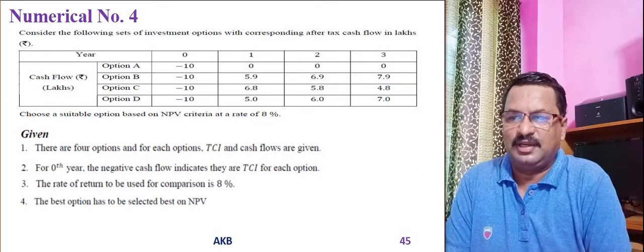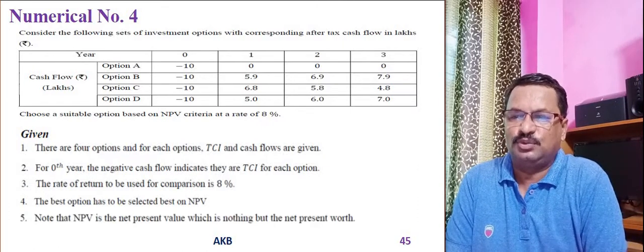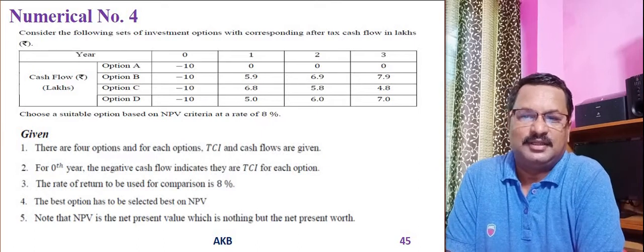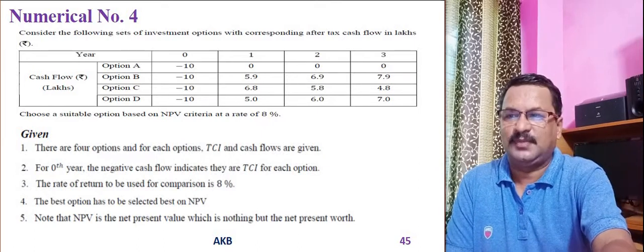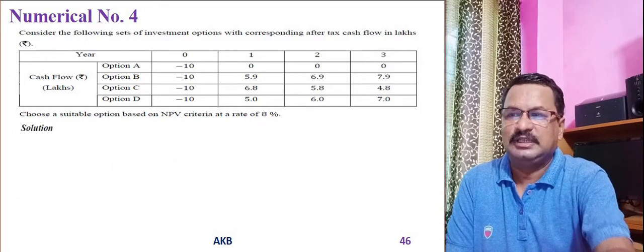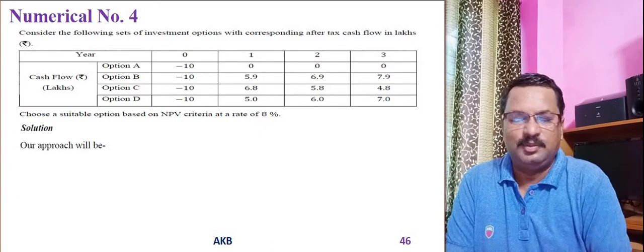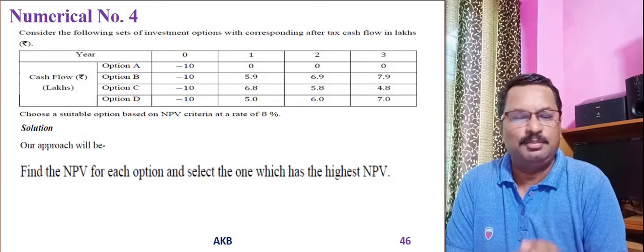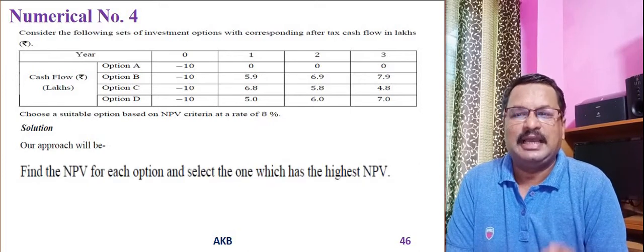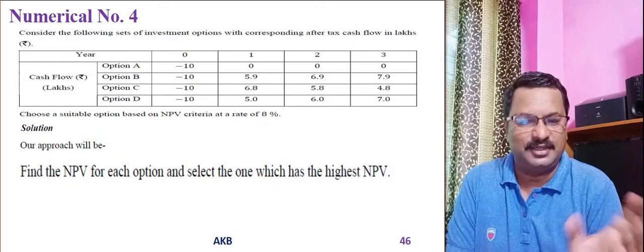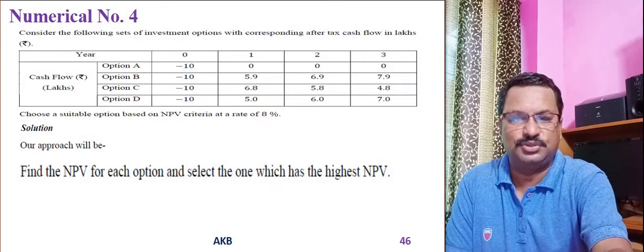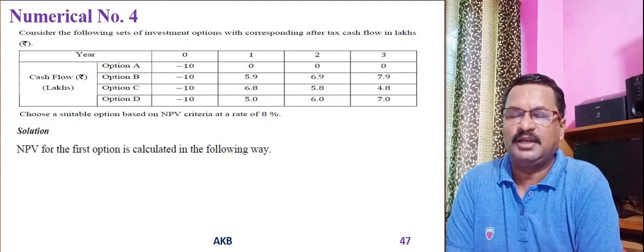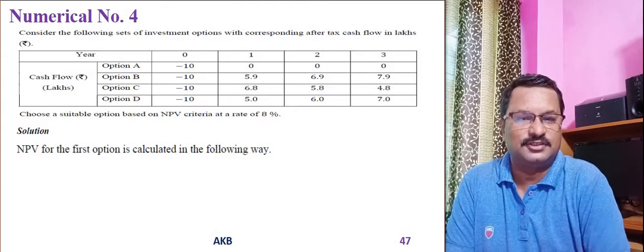So as I have already told you, you have to note that net present value, that is NPV, is nothing but the net present worth. So let us solve this. First, what will be our approach? Our approach will be, we will find NPV for each option and select the one which has highest NPV. Very simple approach. So first let us calculate NPV for the first option.